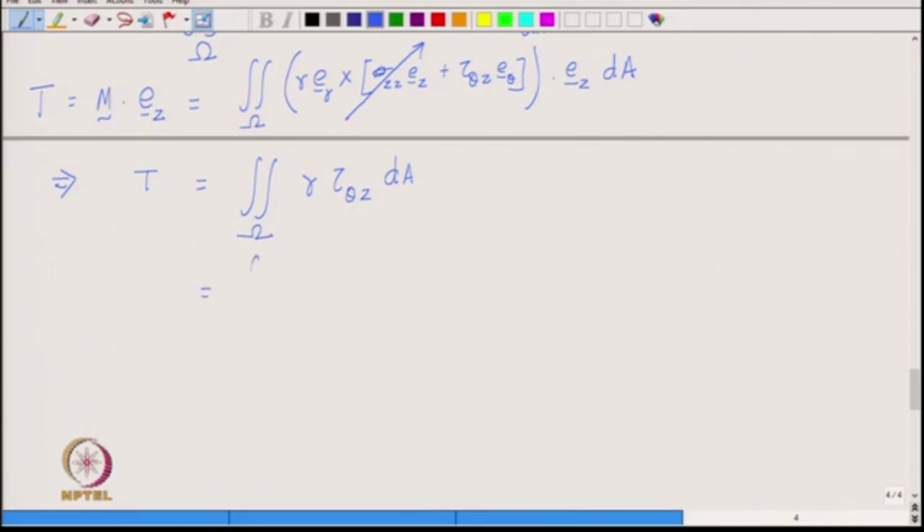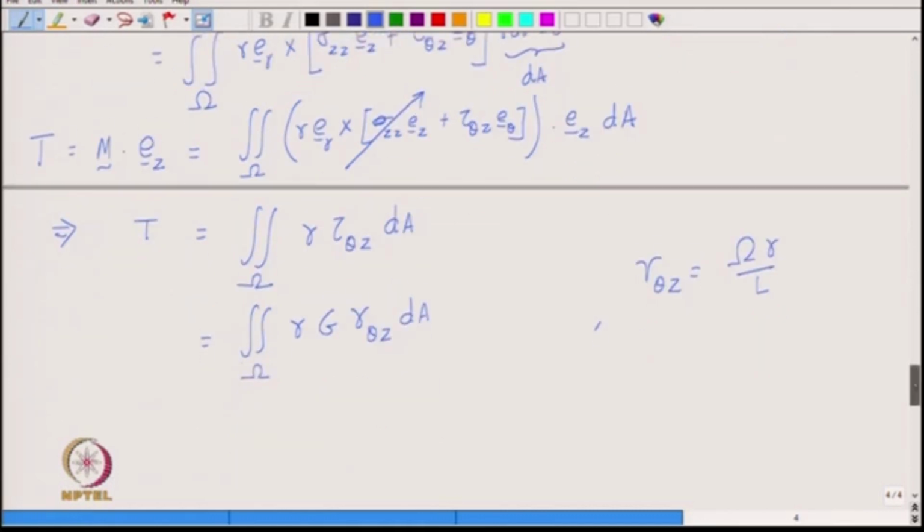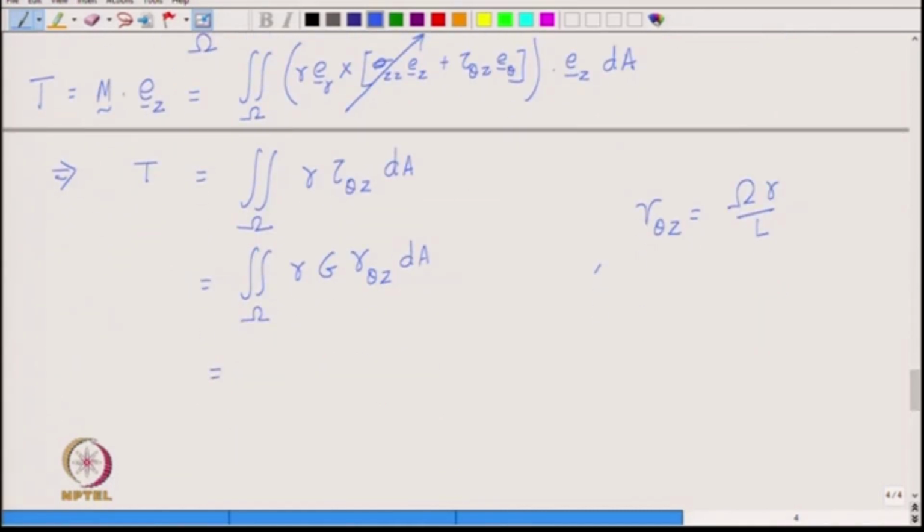and we can now plug in the formula for tau theta z, is not it? So, this becomes integration over omega of a small r into G times gamma theta z dA. And you can recall from the previous class that gamma theta z was equal to omega times little r by L. Okay. So, we can put this here. So, this becomes integration over omega of G into omega by L times r square dA.